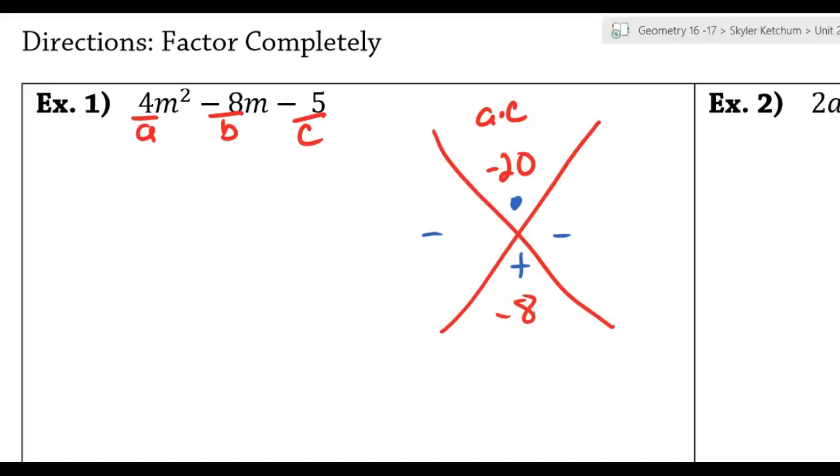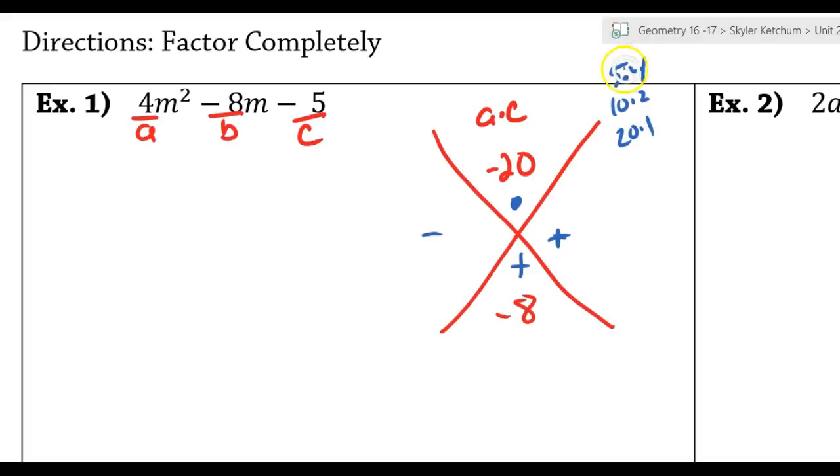And as I say that, it can't be two negative numbers, so I wrote that up there wrong. Because if I get a negative here and an added value here, to get a negative product, that means I have to have one positive and one negative. So what numbers can multiply to negative 20 but add up to negative 8? Well, I can think of a couple ideas. We have 5 and 4 multiply to 20, 10 and 2 multiply to 20, 20 and 1.